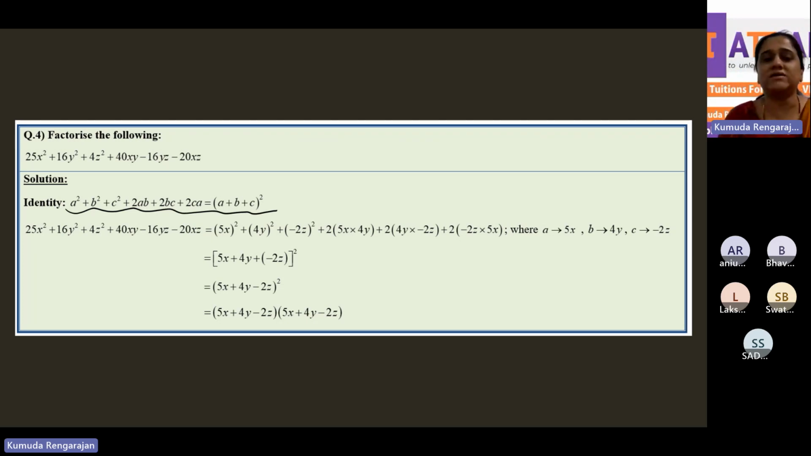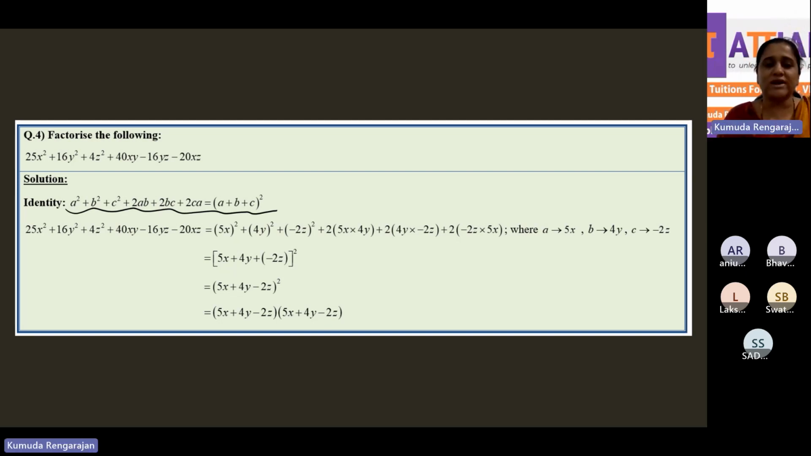So the question part of the identity should have 6 terms. So I'll write a square plus b square plus c square plus 2ab plus 2bc plus 2ca is equal to, this question is equal to what? The answer: a plus b plus c the whole square. So you can write the identity both ways. You write it according to the situation.